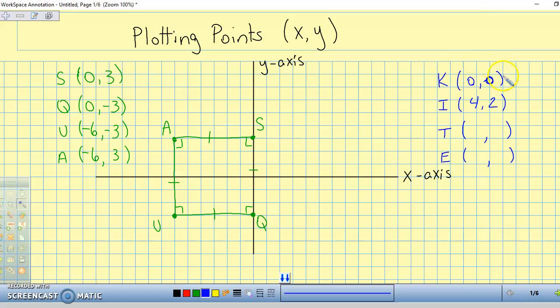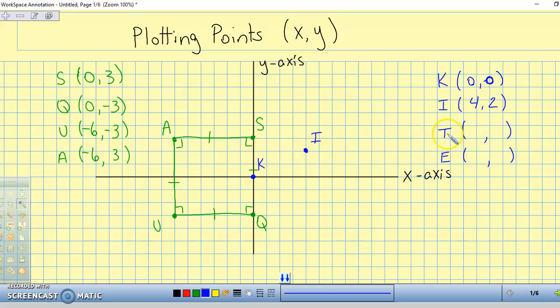Okay, over here we're going to do a kite. So we start with K at (0, 0). Remember, (0, 0) is just where these axes intersect. So (0, 0) is your starting point for every coordinate point. I is at (4, 2). So take a second, think about which direction you're going for plotting (4, 2). You're going to go right 1, 2, 3, 4, and then up 2. So that's I.